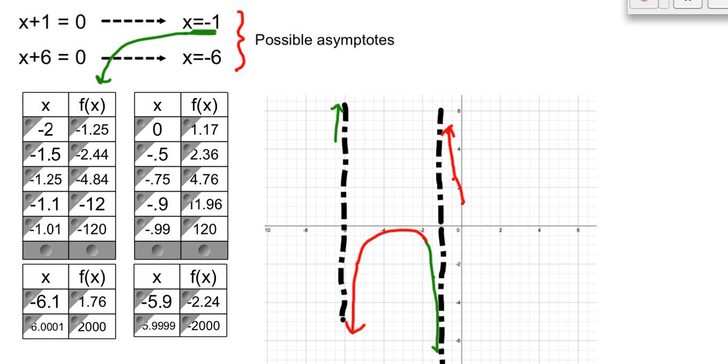So there is, in fact, a horizontal asymptote at 1, I believe. So I think it's going to look like this and this, something like that. Okay, so we can check and see if our answer is correct.